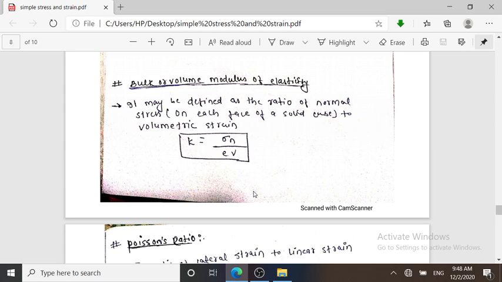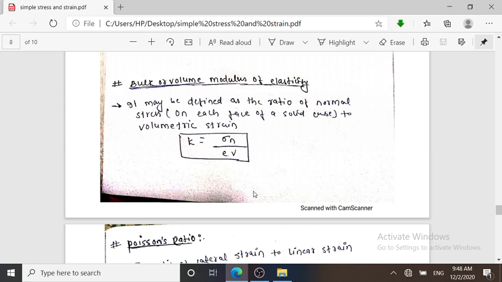Once again, normal stress is nothing but the type of stress which is acting perpendicular, that is exactly 90 degrees to the surface of the body. That is normal stress. So the normal stress on each face of the solid cube. Suppose we have a solid cube A, B, C, D, E, F, G, H. We have a solid cube, imagine.